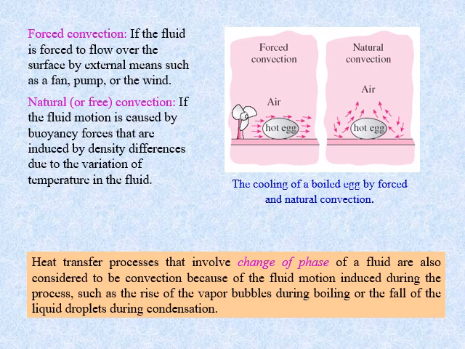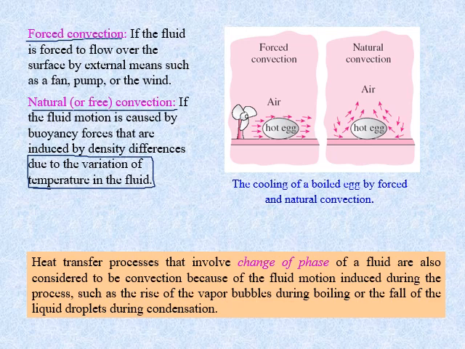Okay, forced convection: if the fluid is forced to flow over the surface by external means such as a pump, fan, or the wind. So naturally by wind also, if the air has the movement from the wind, or the air has macroscopic velocity, we can assume it as forced convection. For natural convection, the fluid motion is caused by buoyancy forces that are induced by density differences due to the variation of temperature in the fluid. This is what I explained in the previous slide for the fireplace and the air in the room.